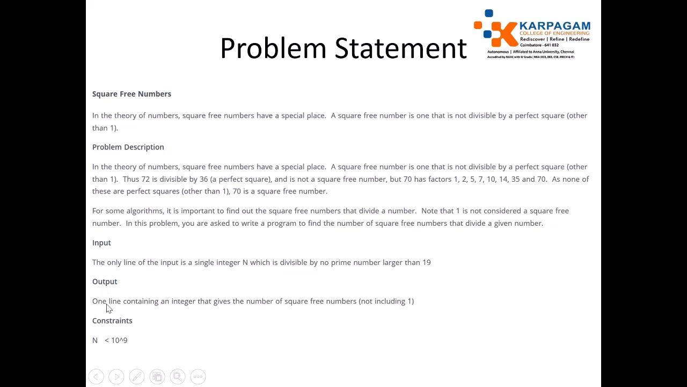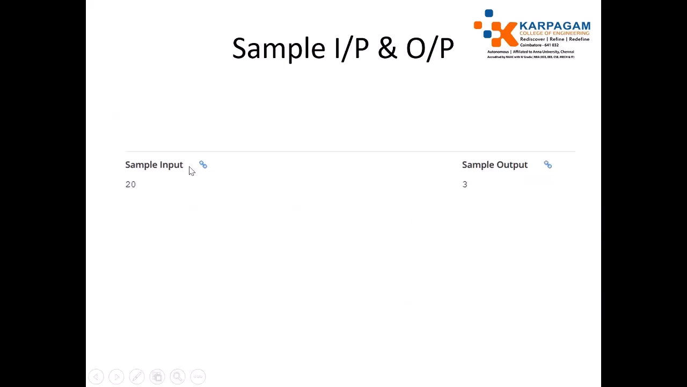The output will be one line containing an integer that gives the number of square free numbers, not including 1. The constraint is that the maximum n may be 10 to the power 9. For a given input 20, we need to get an output 3.